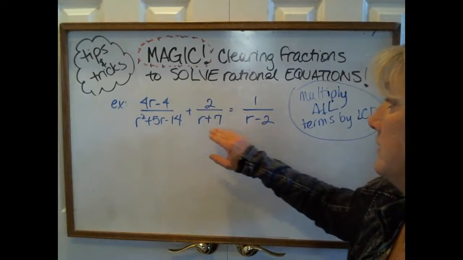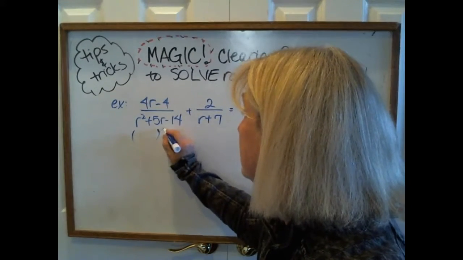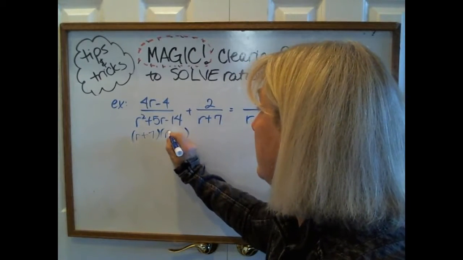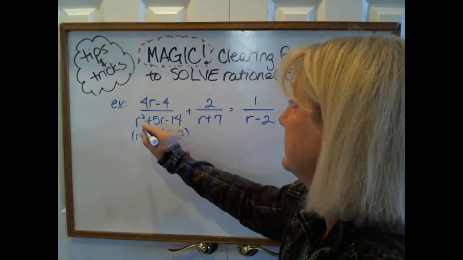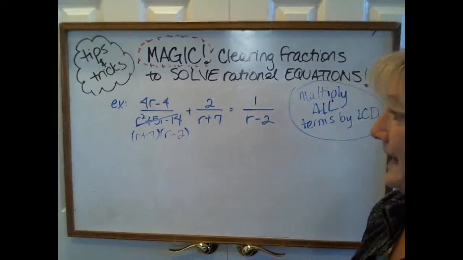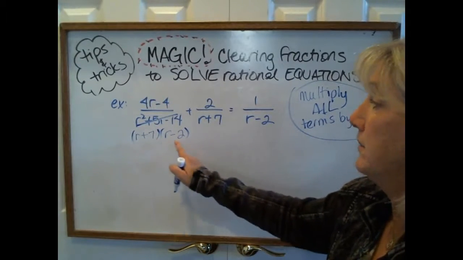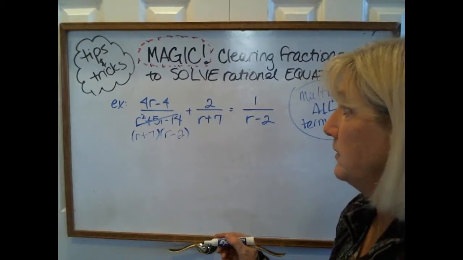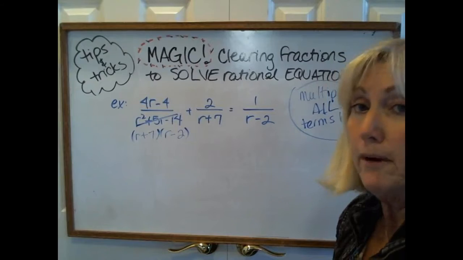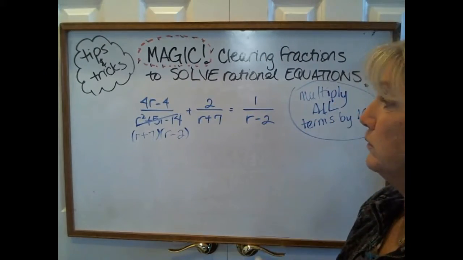factor all the denominators. These two are factored, and this one factors, lo and behold, into r plus 7 and r minus 2. So this is crossed out and now becomes that. So the lowest common denominator would be r plus 7 times r minus 2. And so what I said is we're going to multiply each term by r plus 7 times r minus 2. I give myself a little room.